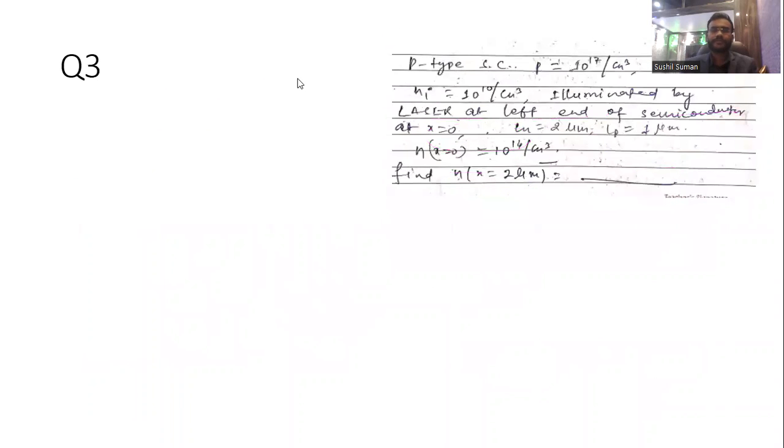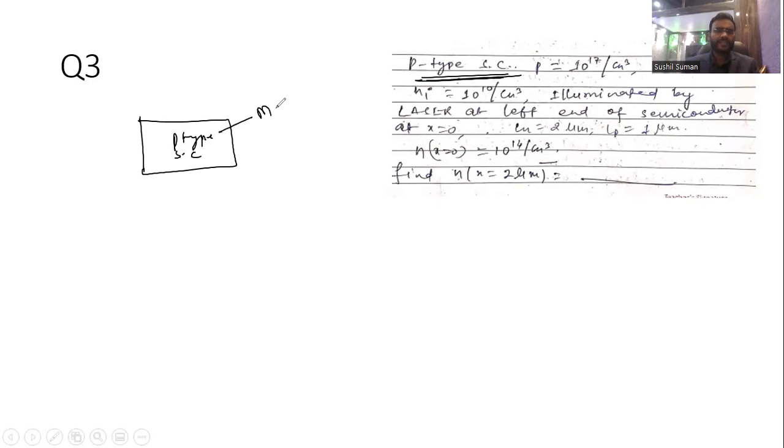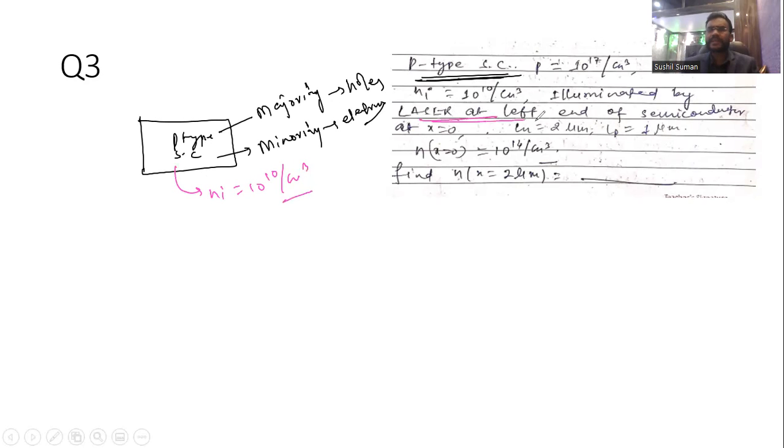Now next question, third question. The question is, for a p-type semiconductor, the majority charge carrier is holes and the minority is electrons. You have given ni equal to 10 raised to power 10 per centimeter cube. Illuminated by laser at the left end. If it is illuminated by laser at the left end, then the change in carrier is of what?